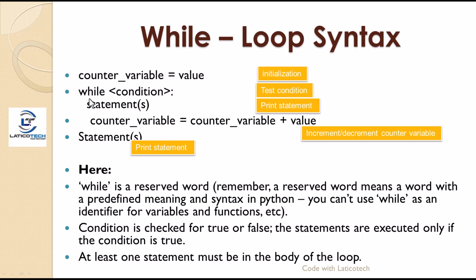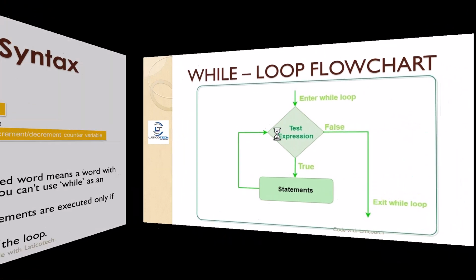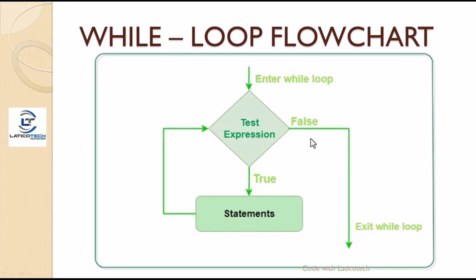So this statement will be executed with the iteration if the condition is true. But if the condition is false, then outside the loop, any statement that is there will be executed. So at least one statement must be in the body of the loop. We can just have one statement or more here. Okay. All right. So let's look at some examples on that. This is what we call the flow chart. This is how the flow chart of the while loop looks like.